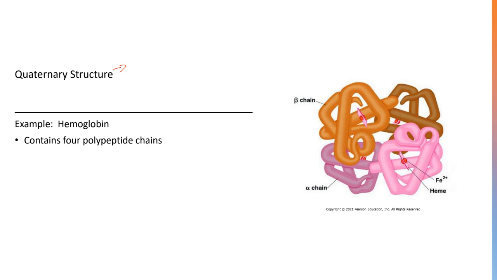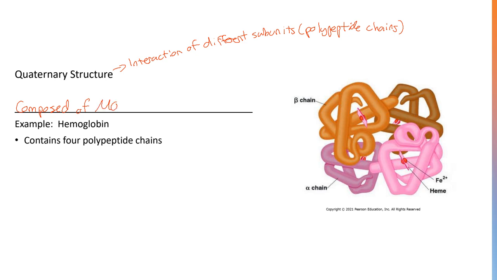Interaction of different subunits. Each subunit is a polypeptide chain. So a quaternary structure is composed of more than one polypeptide chain.